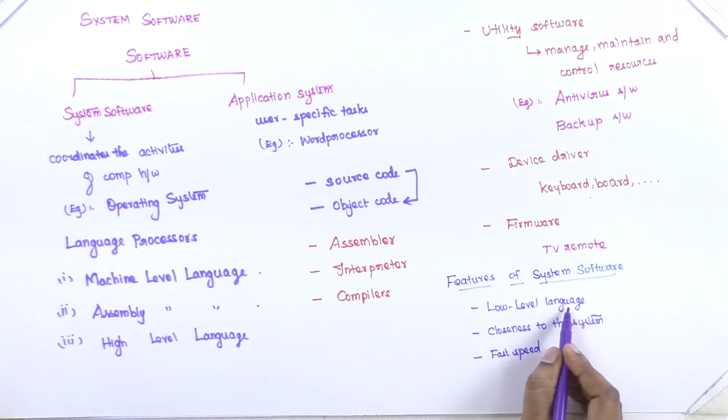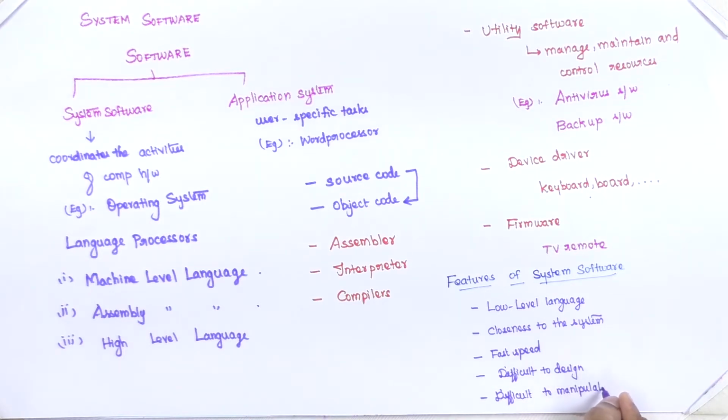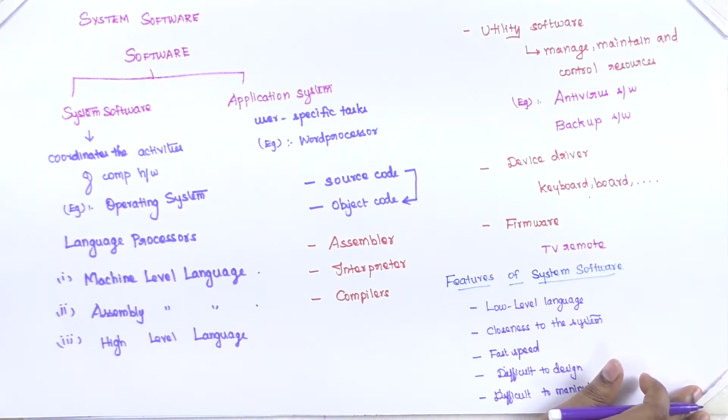Since it is written in low level language, it is difficult to design and it is also difficult to manipulate. So these are the various features of system software.